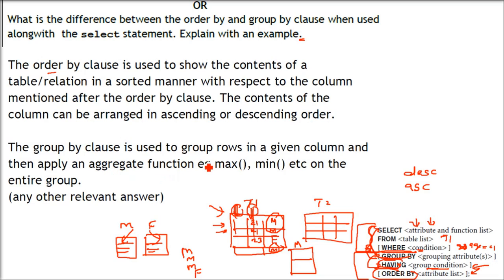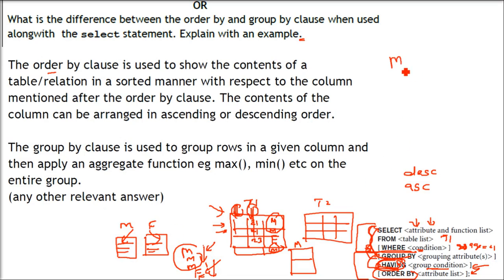And then we apply an aggregate function that we will apply using having. For example, who is having maximum salary, who is having the minimum age, like this on the entire group. So we are talking about the group now. Using having we are applying condition on groups. Okay, then this is the group by clause.